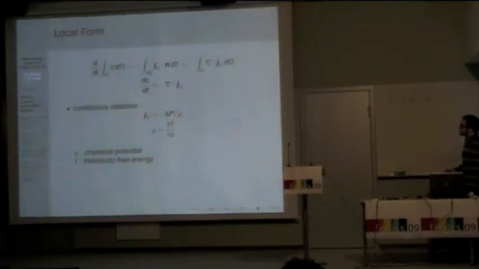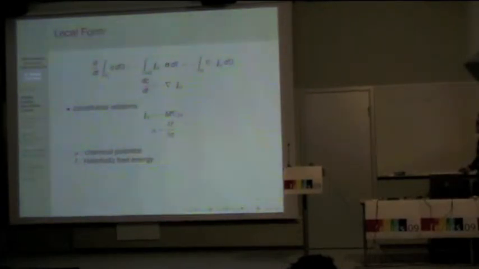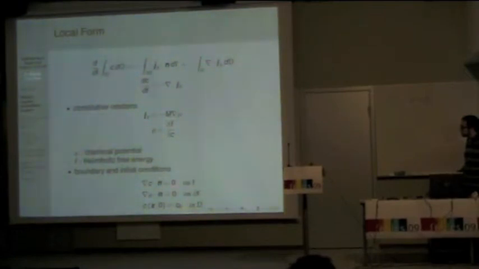This is how the flux is expressed. This is the chemical potential, which is a functional derivative of the free energy, the Helmholtz free energy. Those are the boundary conditions. This is a non-local boundary condition. This is our initial condition.